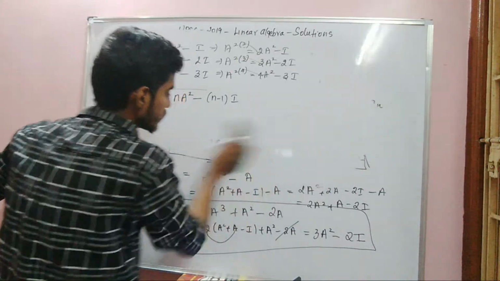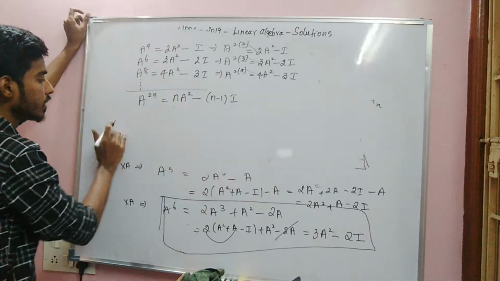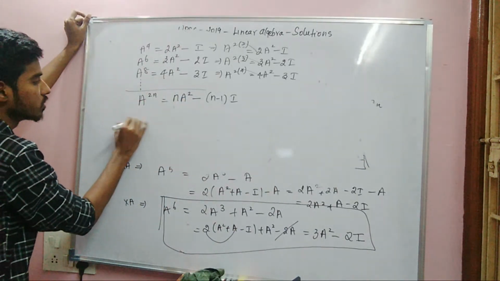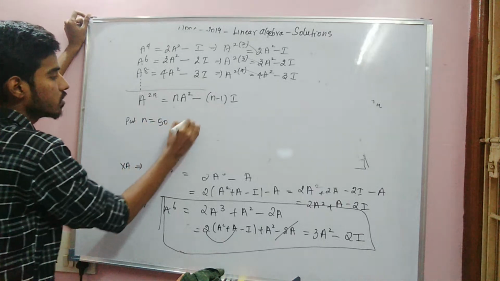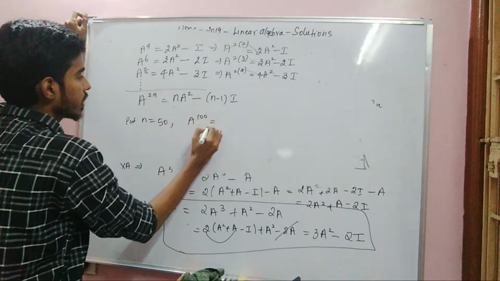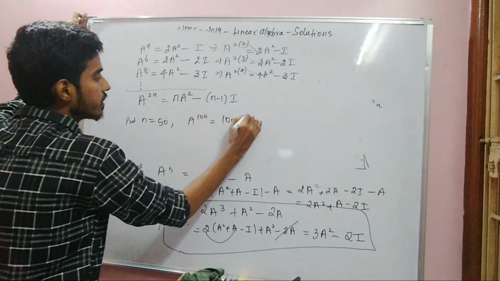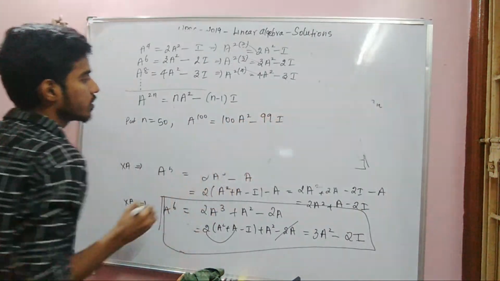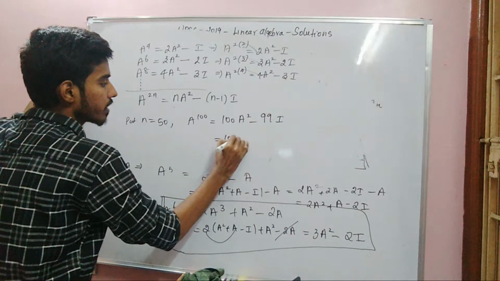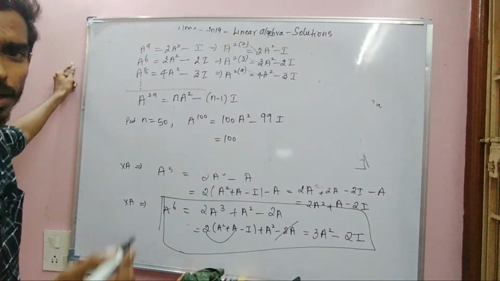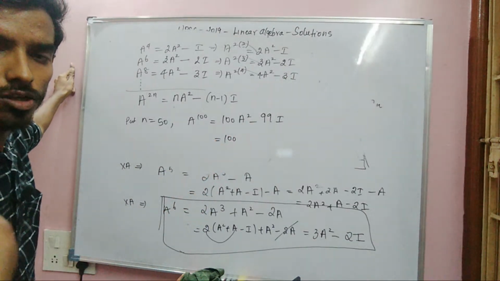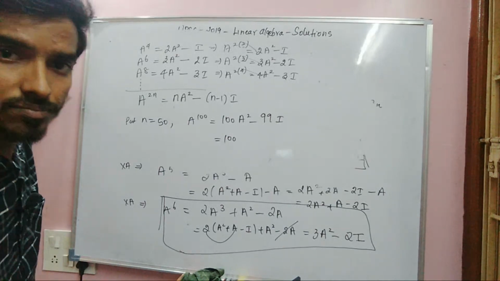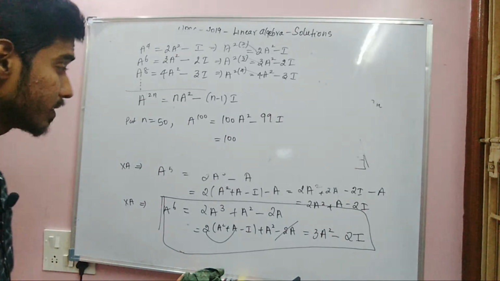So if I generalize, I can find A power 100. So if I need to find A power 100, put n equal to 50. If n is equal to 50, this will be A power 100. This will be 50A square minus 49I, right? So A square is nothing but the product of A into A. We already know what is meant by A.